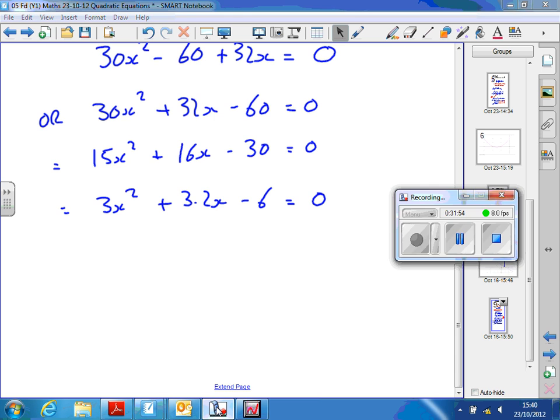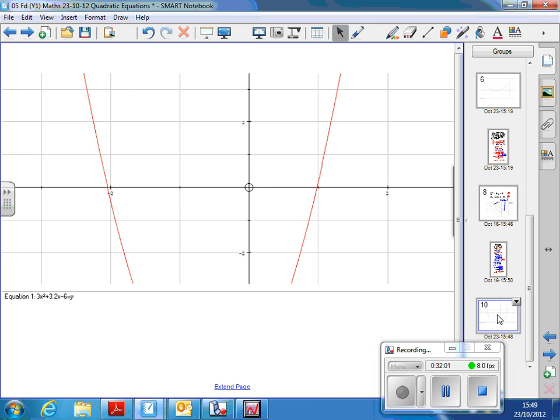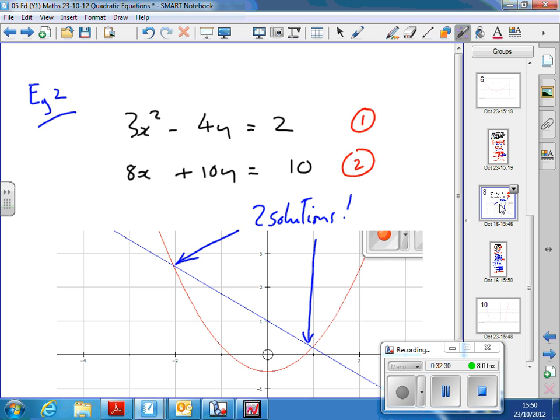So it looks like we have solutions of 0.98 or minus 2.04, and if we put it into autograph, that seems to confirm it. Let's go back to the original problem now. We've got x, so now we can substitute those values for x back into this formula to find y, okay? Remember, the original problem was to find the two values for x and y, solving by substitution. So now we can put these values of x back in to find y, and show that the two solutions which we looked at on autograph are there and there.